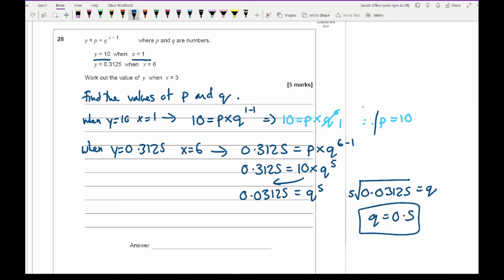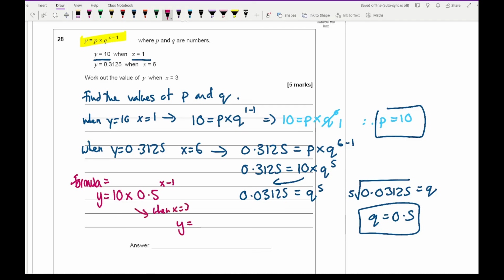Now using these two numbers, I can substitute them into this formula. So the formula is y equals p, which is 10, times q, which is 0.5, to the power of x minus 1. Using this, when x equals 3, y equals 10 times 0.5 to the power of 2, and if I type that into my calculator, I get a value of y equals 2.5.